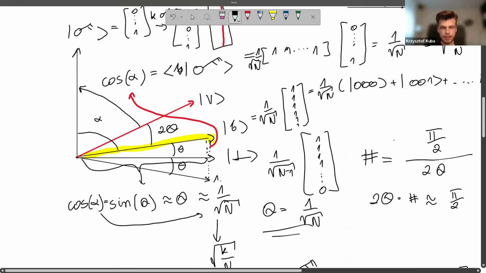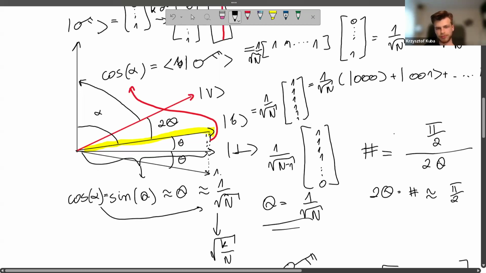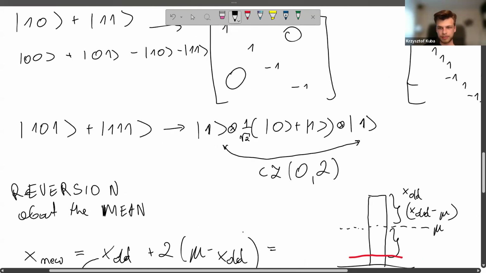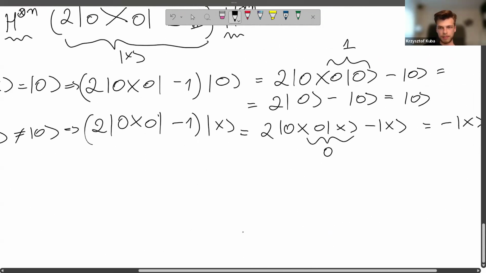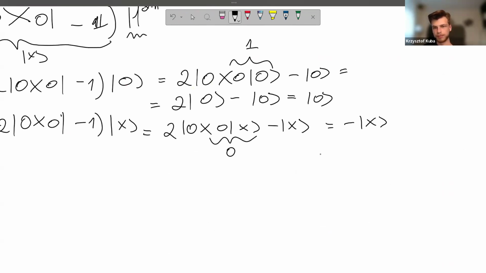So in this mean reversion, what we are actually trying to achieve, I get lost a little bit. It's also sometimes very confusing, but once we go to the notebooks, I think it will be more clear.